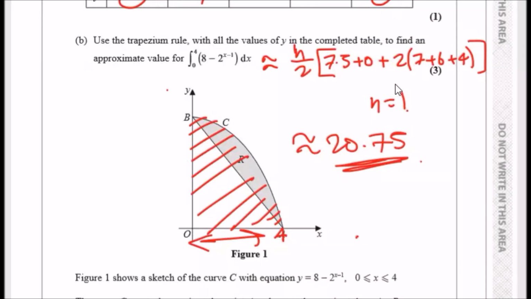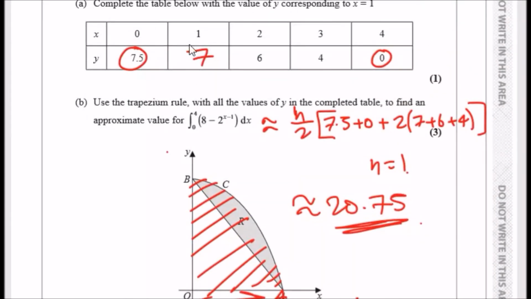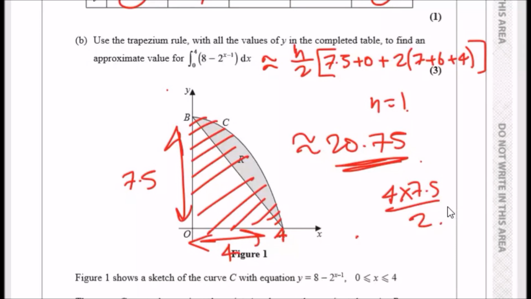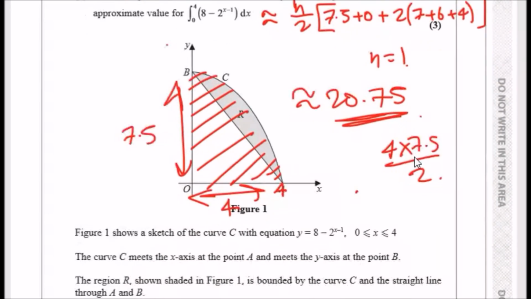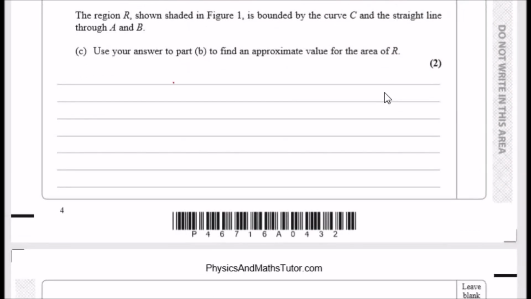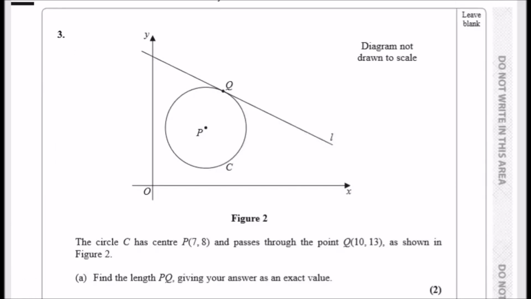So we know that the width is now 4. For the height at B, this is when x is 0, meaning y is 7.5. So now the height here is 7.5. That's it. Now to find the area of a triangle, it's just base times height over 2. So you just put 4 times 7.5 over 2, and that should give you 2 times 7.5, which is 15. And then just subtract it from 20.75 and you're left with the region R. So 20.75 minus this will give us exactly 5.75. That's it. Easy.